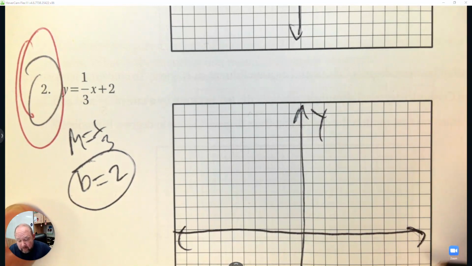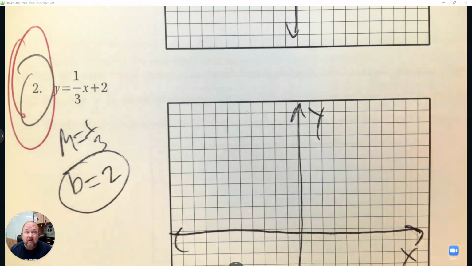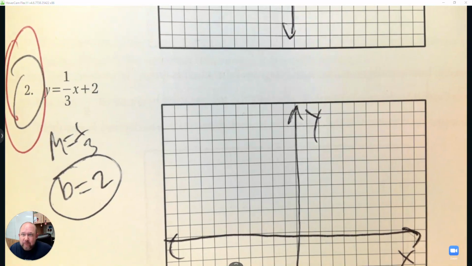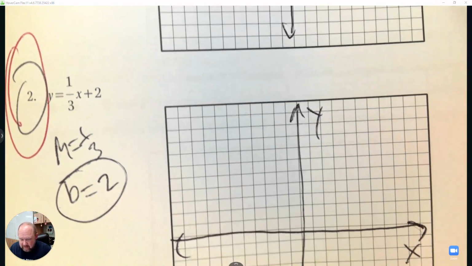I draw my axes, going too quick, press pause. Really, you should do it first, right? And then press play to see if you did it right. That's the correct way to do it.